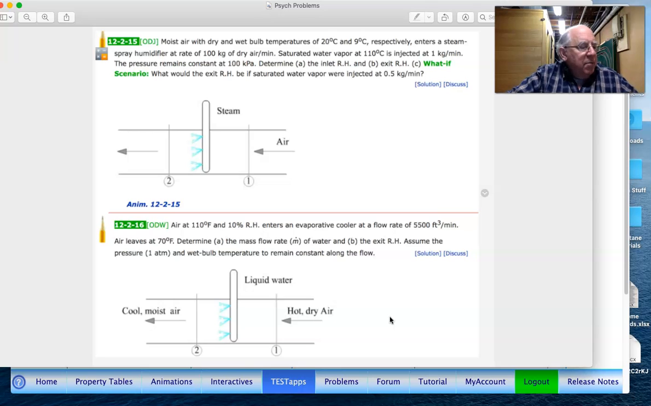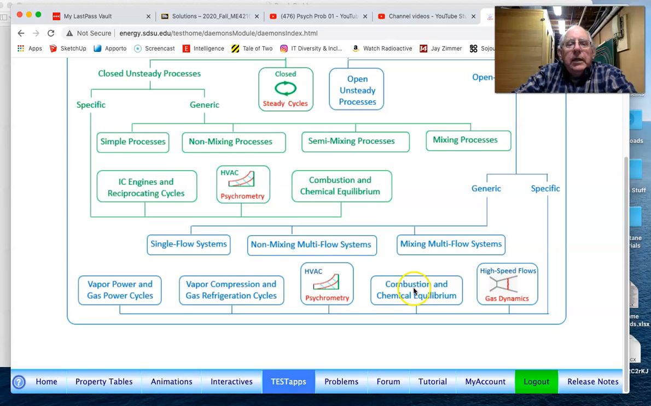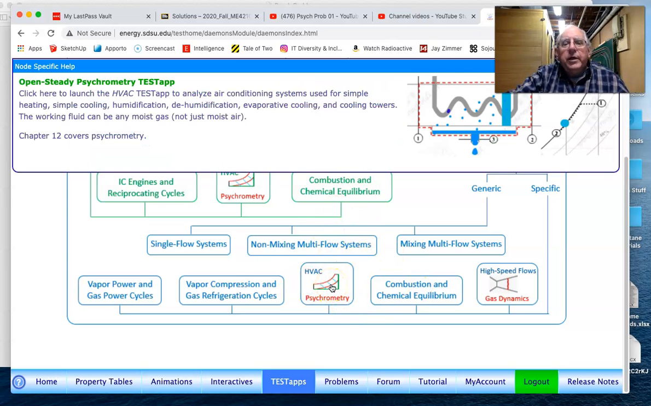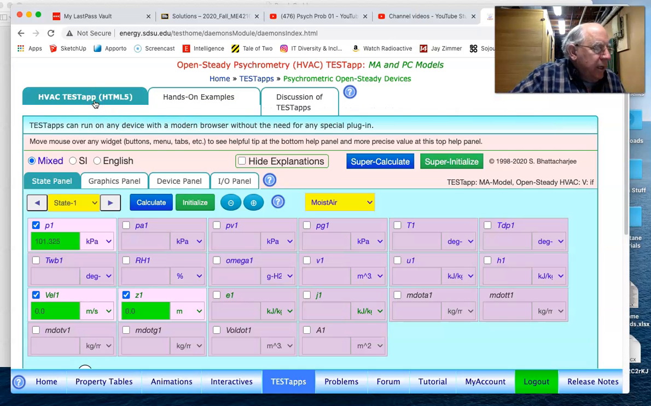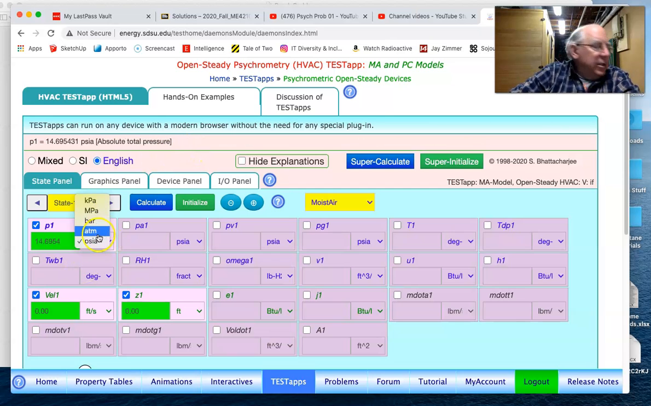With that in mind, we'll go to our test app. Once again, it is a flowing system, an HVAC psychrometric flowing system. In this particular case, we're going to assign a state 1 as the incoming hot, dry air. We're going to select the English version and say that it's at 1 atmosphere. We see that it defaults to 1 atmosphere.